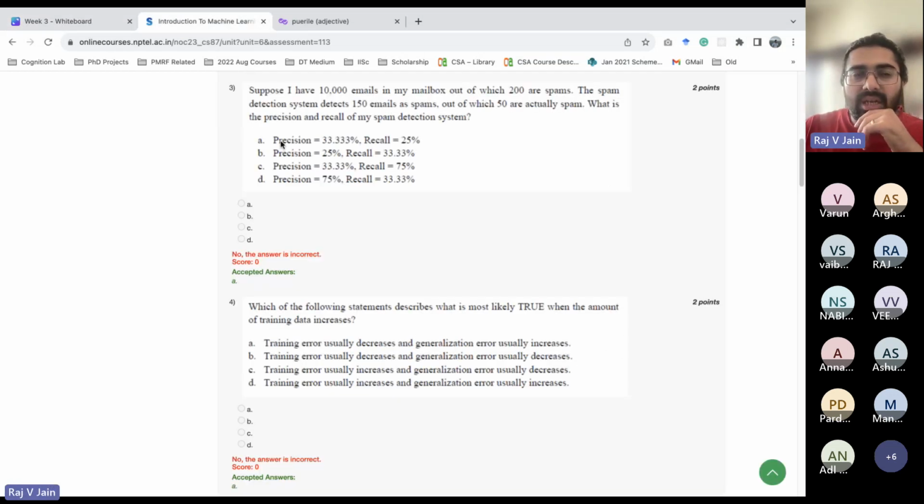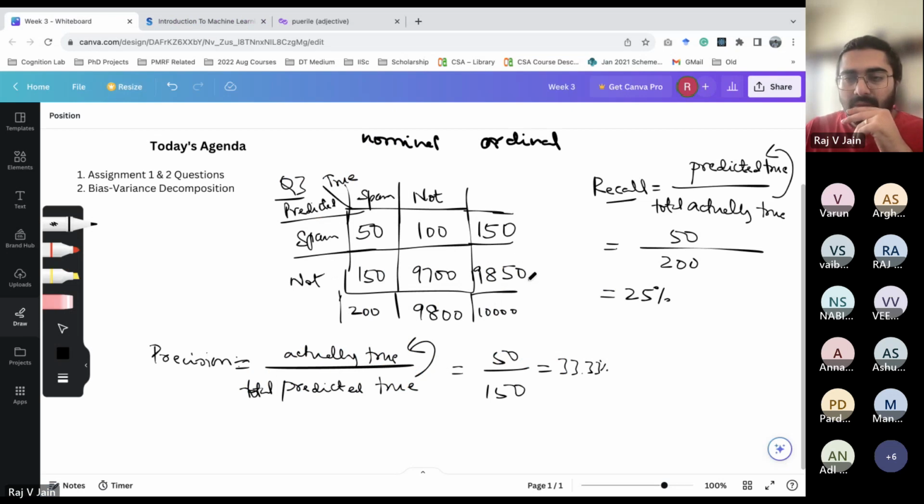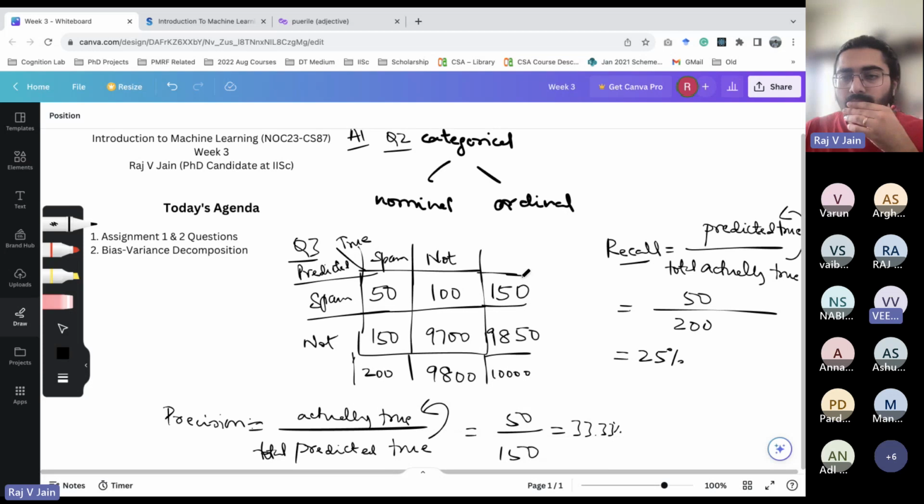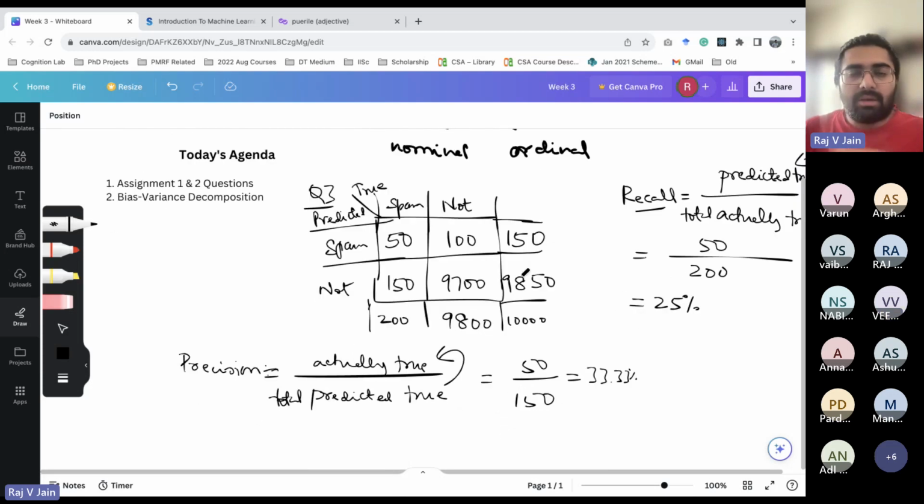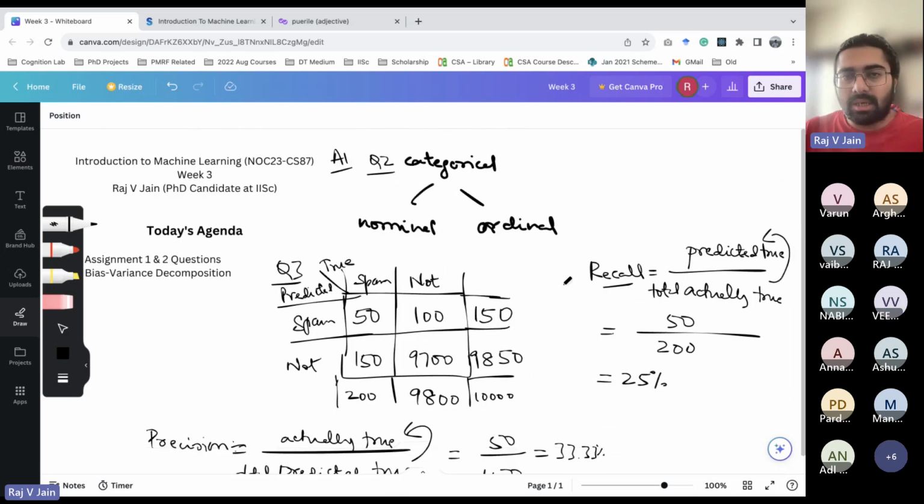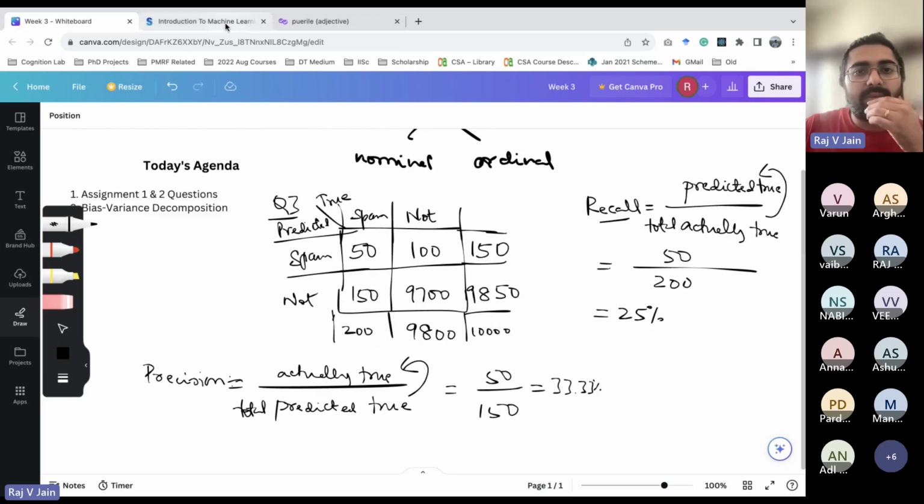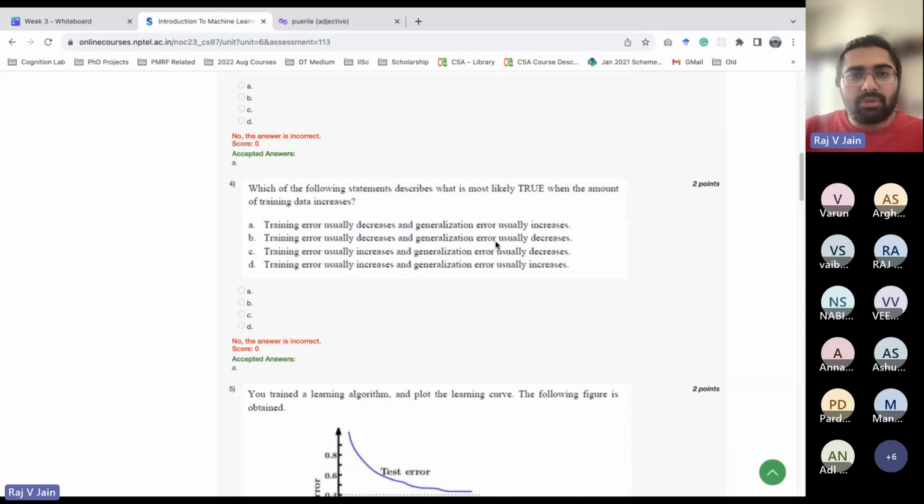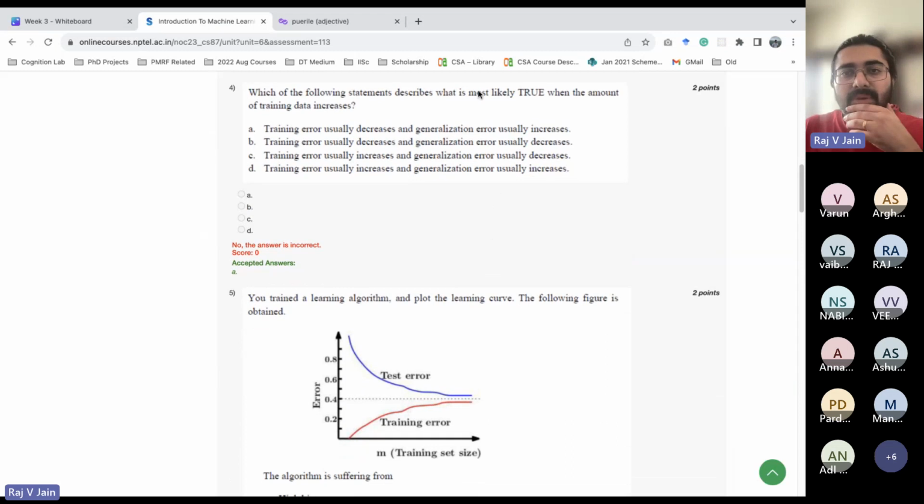Okay, so any doubts, any questions here? No, sir. Okay, good. So this is about the third question. Fourth question: which of the following statements describes what is most likely true when the amount of training data increases? So any doubts here?